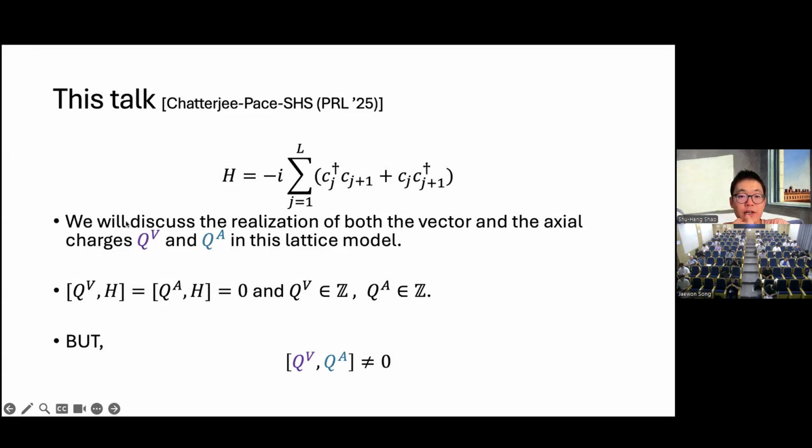This is to be contrasted with the continuum where U(1)_V and U(1)_A form a direct product and their charges commute with each other. After all, in the continuum, these are just phase rotations, and phase rotations commute with each other. All right, so this is the punchline of part one of the talk. If there's no question, I will go into the details of the construction.